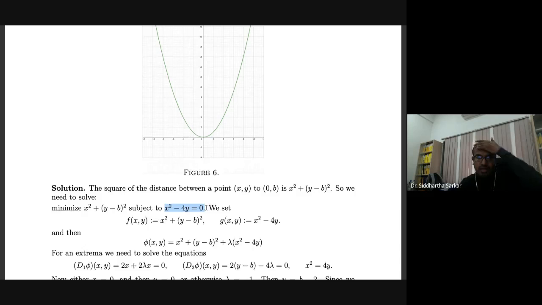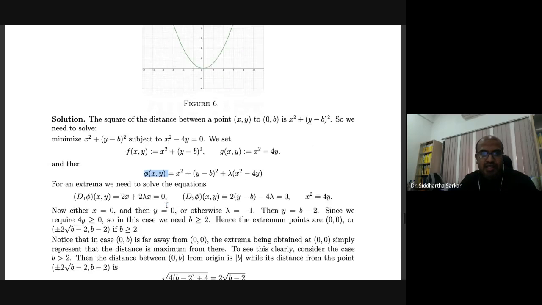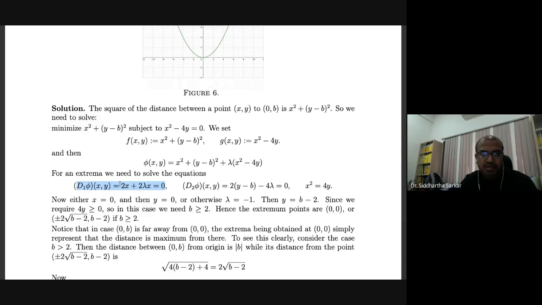My functions are f set to this, g set to the equation of the parabola, and then I put a Lagrange multiplier lambda over here, which is giving me phi(x, y). And then, further towards the extrema, I try to solve these 3 equations and find out what are the possible values. The first possibility is x equal to 0 coming from the first equation, and then it would force, from the equation of the parabola, that y must be 0. So this is kind of a problem.